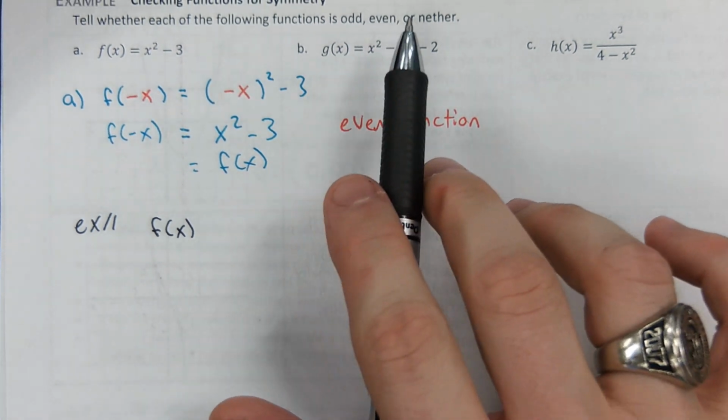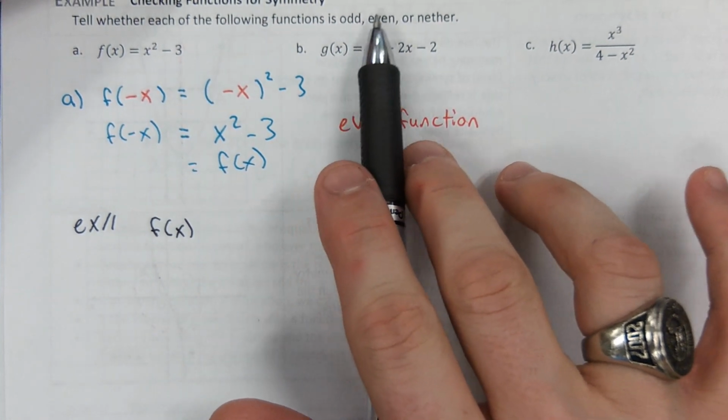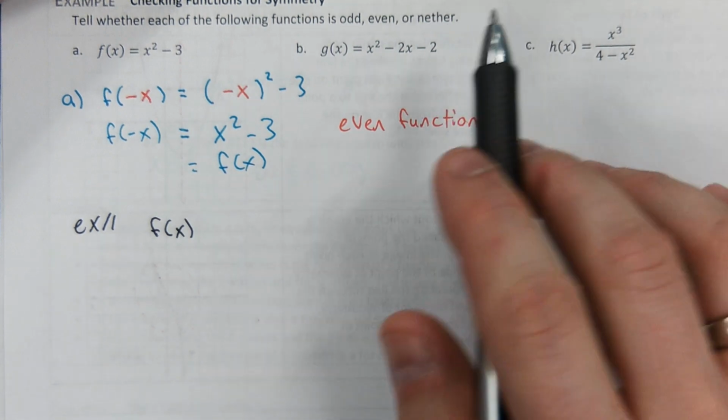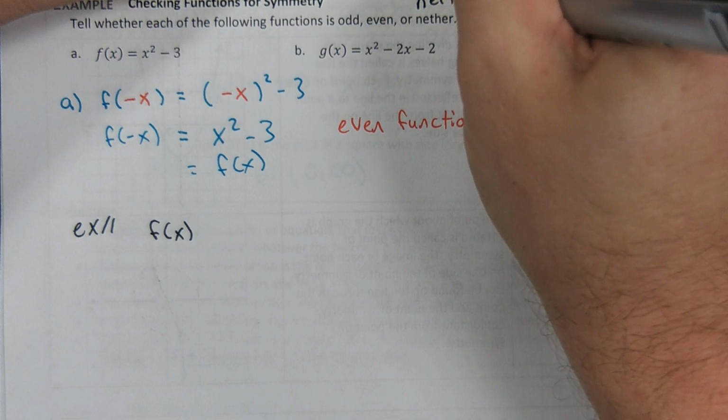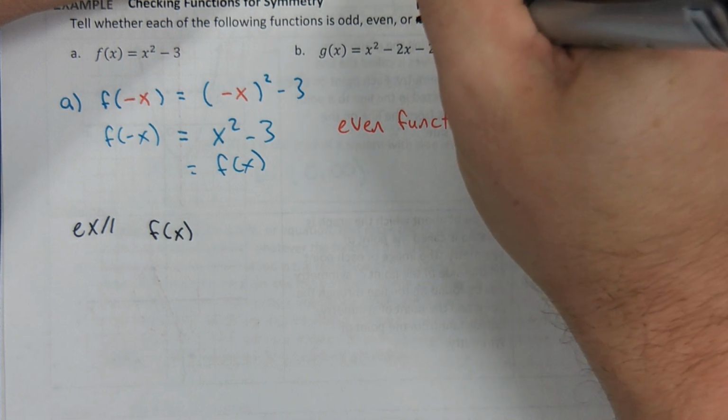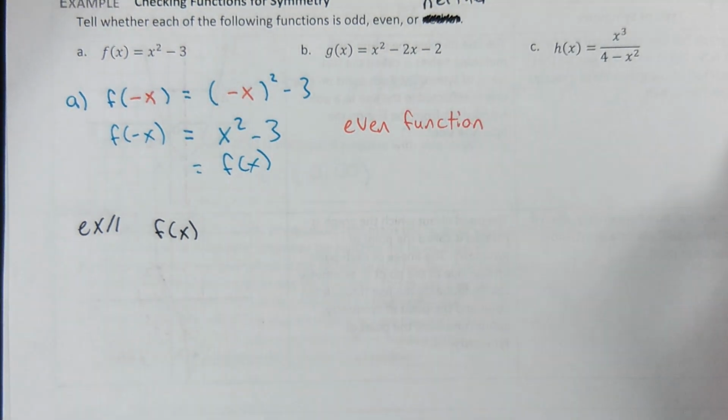Oh, by the way, if a function is neither even nor odd, you just say neither. That's supposed to say neither for some reason. It's the first time that I've seen that. There we go. Even odder.